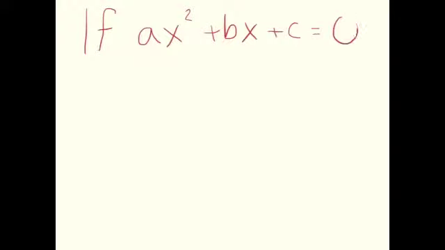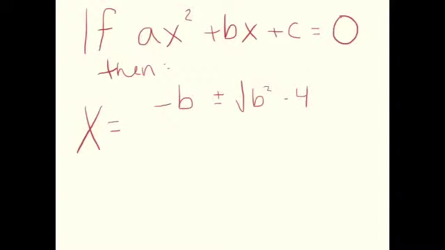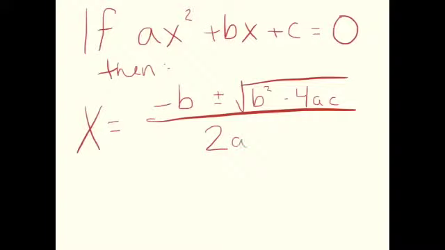So just as a reminder, what is the quadratic formula? Well, we can use it, and this is a really important part of the formula, if we have an equation that says ax squared plus bx plus c equals 0. Then our x value is equal to negative b plus or minus the square root of b squared minus 4ac, all over 2a.